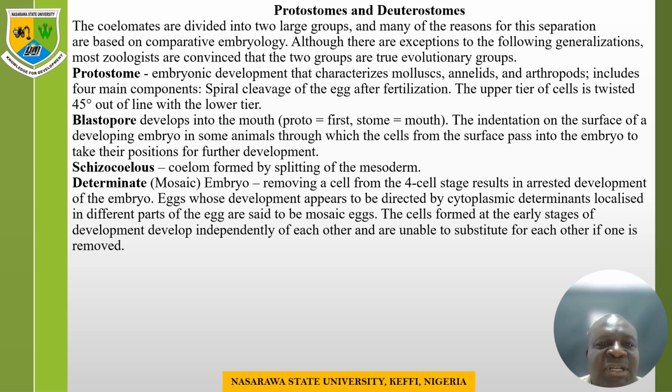We have the protostomes. This has to do with the embryonic development that is characteristic of the mollusks, the annelids, and the arthropods, and these include four main components. We have the spiral cleavage of the eggs after fertilization, and the upper tier of the cells is twisted at 45 degrees to the line with the lower tier. We have the blastopore, the development of the mouth. Proto means first, and stome means the mouth.